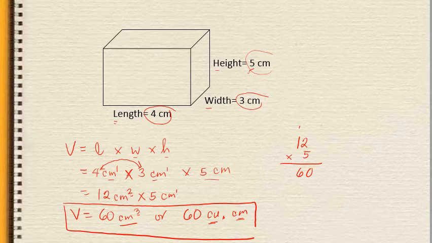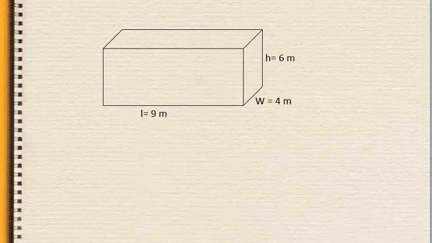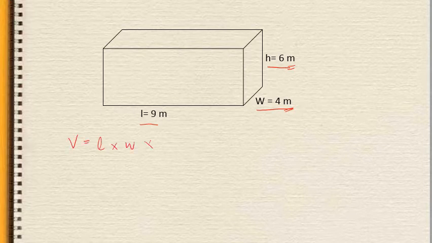Next. Okay, next we have this rectangular prism which has a dimension of 9 meters for its length, 4 meters for its width, and 6 meters for its height. Standard unit pa rin kasi ang ginamit na natin dito ay meter. So, using the formula, volume equals length times width times height. Ganito lang kadali. The length is 9 meters. So, 9 meters times width is 4 meters times height which is 6 meters.